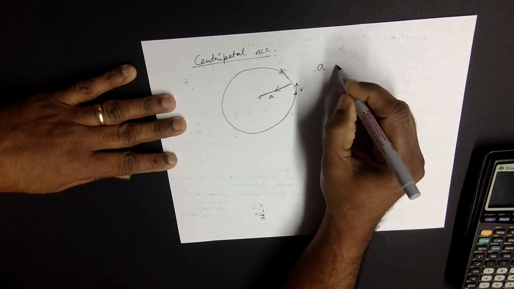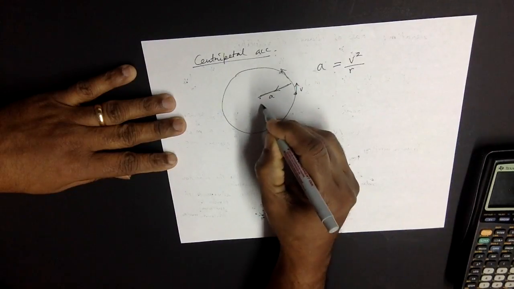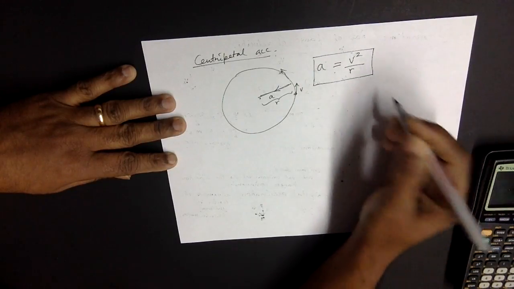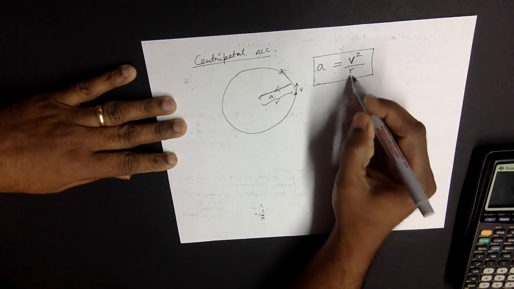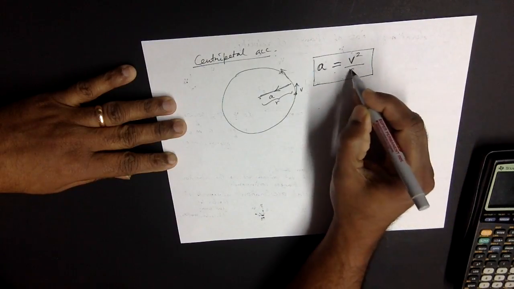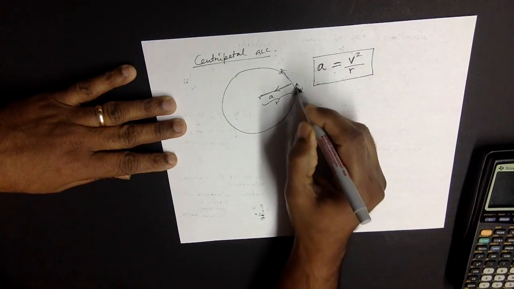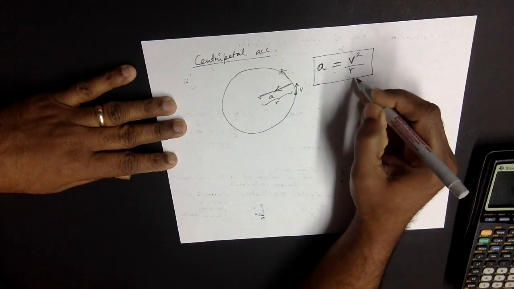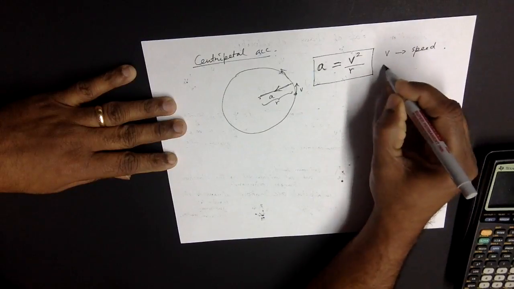It depends on how fast you're going, and it also depends on the radius of the path, the radius of the turn. So centripetal acceleration is given by this equation. These are all derived from a certain procedure, but the scope of the derivation is not required here in this syllabus. So acceleration is v squared over r. v is the speed, r is the radius.